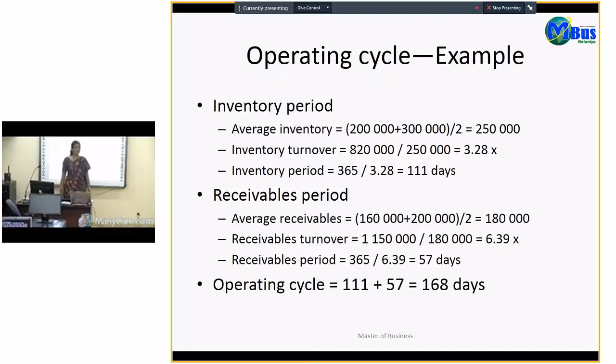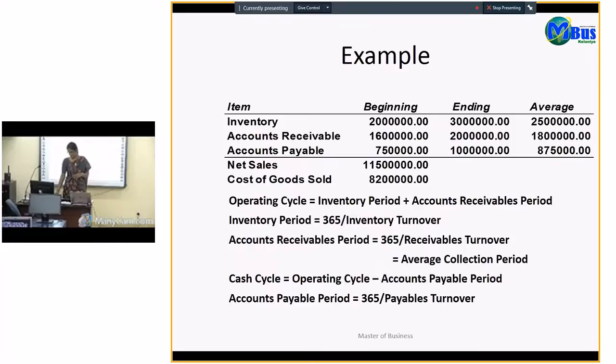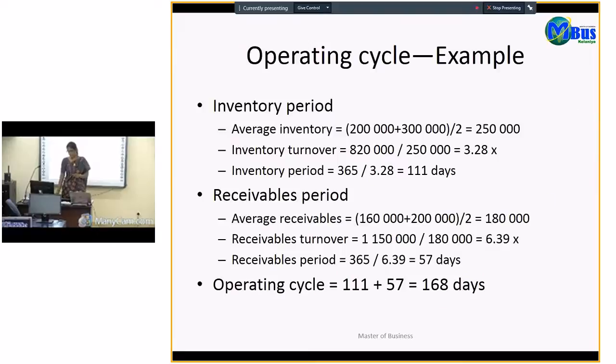Operating cycle, it is calculated. Average inventory, opening plus closing divided by 2, right? You know this. 250,000. Inventory turnover, that is cost of goods sold divided by average inventory, right? 3.28 times. Inventory period, 365 divided by 3.28, 111 days.